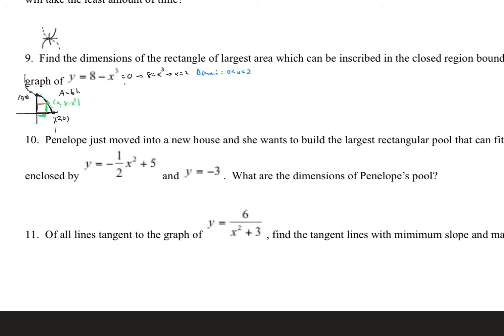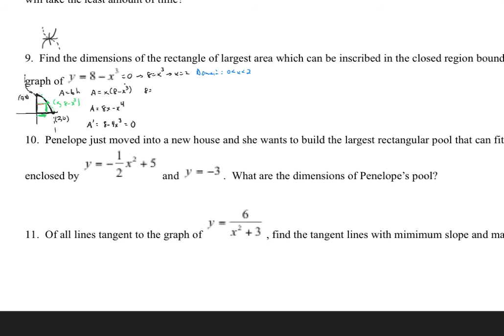and the height of our rectangle is exactly the y-coordinate of our point, which means our area is going to be a base of x and a height of 8 minus x cubed. And so if we distribute that, our area formula is 8x minus x to the fourth. This is what we're trying to maximize. So the way we find a maximum is we take the derivative. It's going to be 8 minus 4x to the third, and we're going to set that equal to 0 to get our critical points.